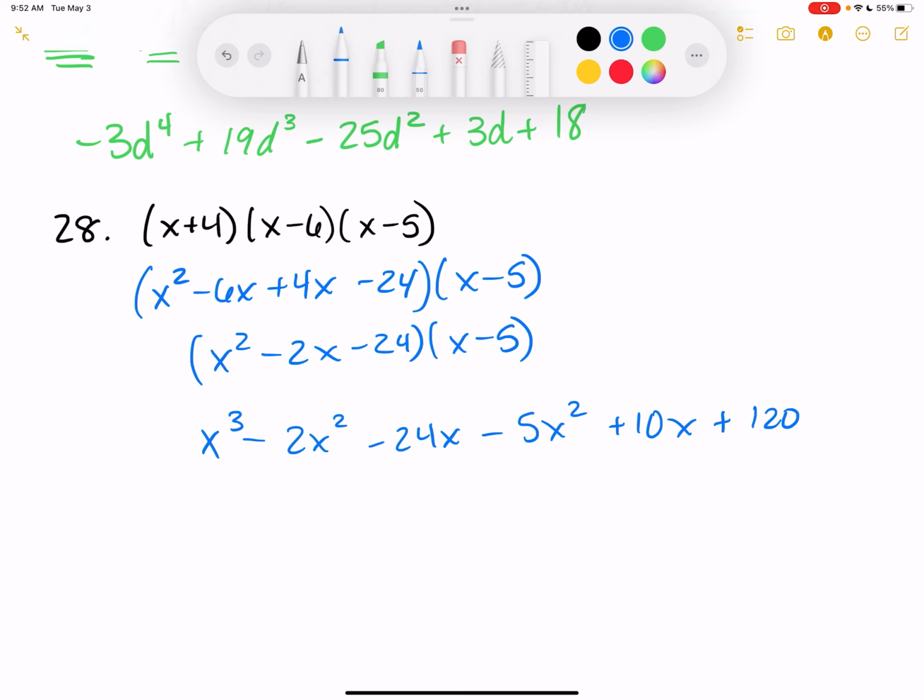It's easy to get lost. I was like, what did I do? Oh yeah, I got some of them.